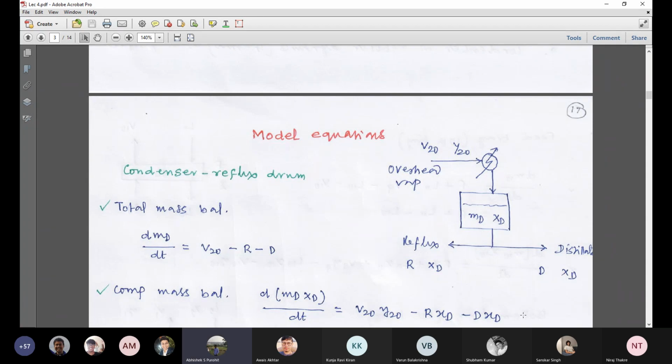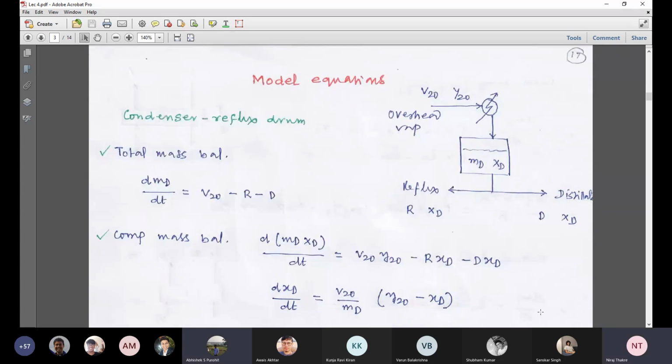Sir, is it V20 into Y20 minus XD divided by MD? Yeah. What's your roll number? 19CH10002. Correct. Abhishek. Yes, sir.